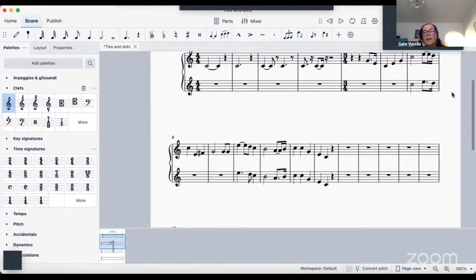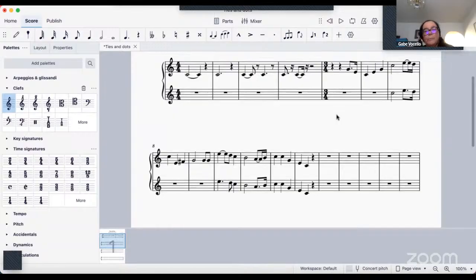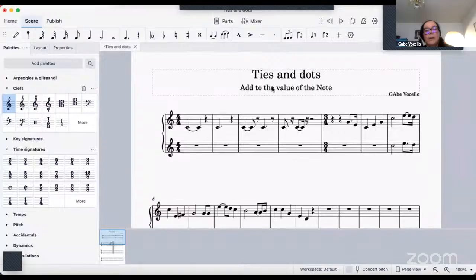Okay. So this type of tie is to add to the value of the note. So here a half note tied with the quarter note is a dotted half note. A quarter note tied with the eighth note is a dotted quarter note. An eighth note tied with the 16th note is a dotted eighth note.